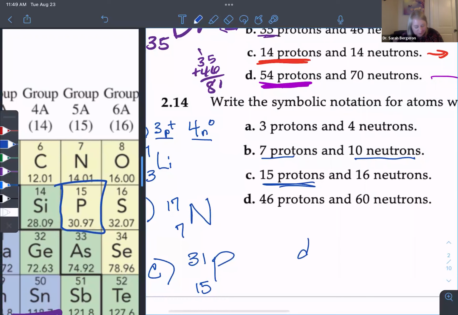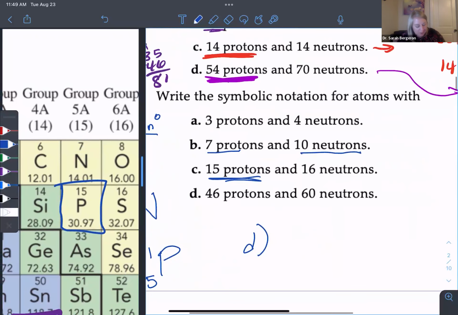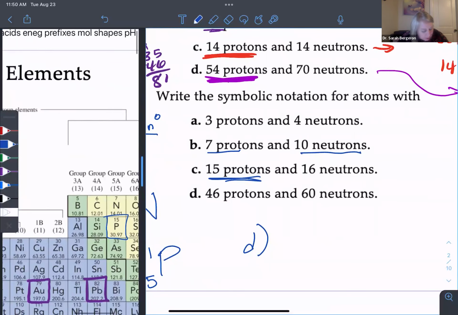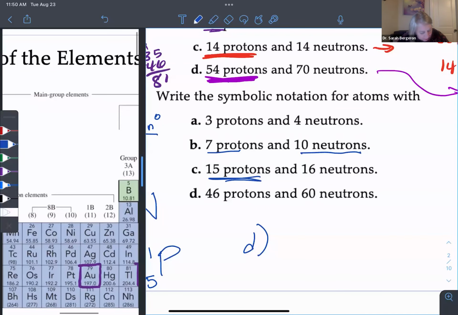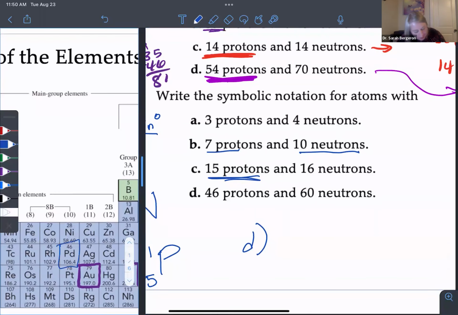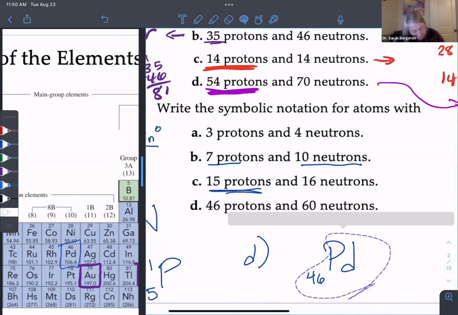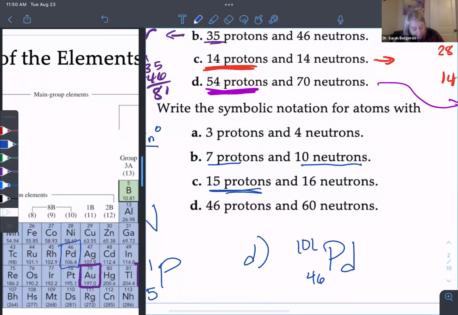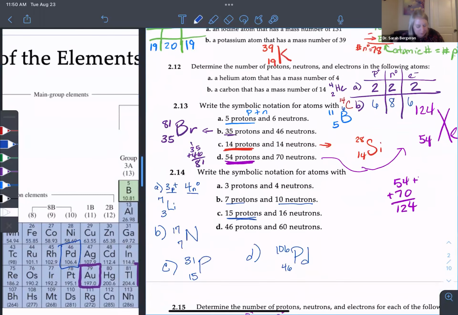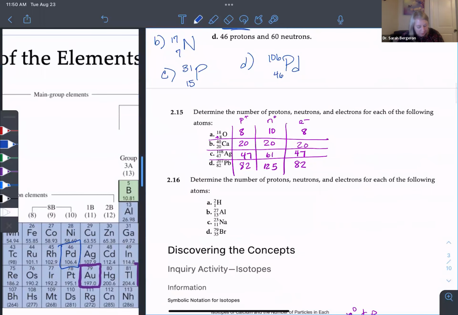You gotta love this. It makes it really easy. 46. Oh, we're gonna jump all the way up here to 46. 46 is Pd. Ooh, palladium. So we have 46 protons. I did that too close, didn't I? And then what goes at the top is our mass number. Our mass number is protons plus neutrons. So 46 plus 60, we get 106. Okay, pretty good stuff. Last one.